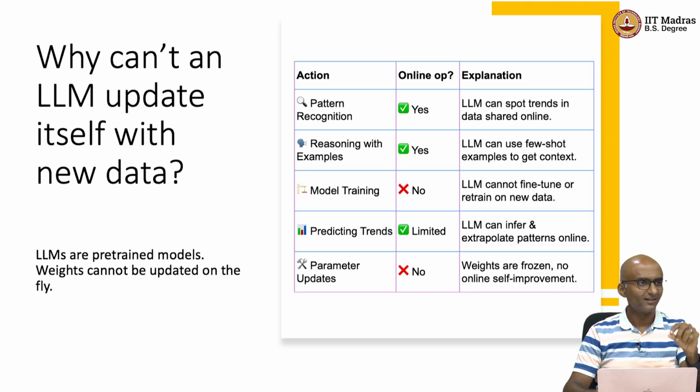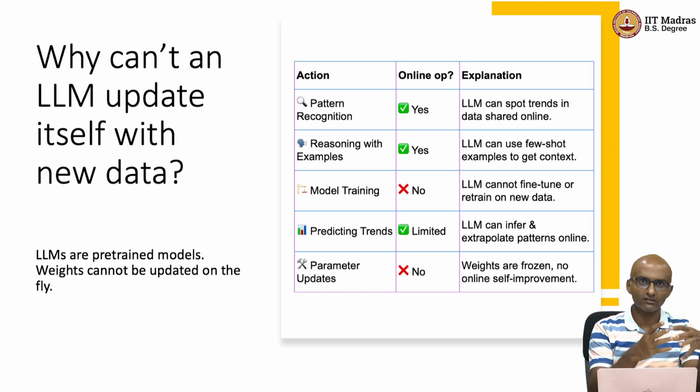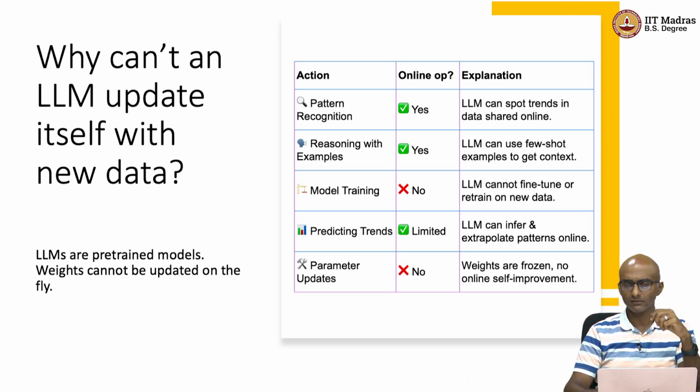Or to put it in simpler English, will an LLM do the job of a data scientist? The short answer is no. Can it predict trends? To a limited extent, right? In as much as the context window allows for it to generalize, it can. Now, can it do parameter updates? It's definitely not an online operation. Because the weights are frozen, there is no scope for self-improvement. So keep this in mind when you work with LLMs.